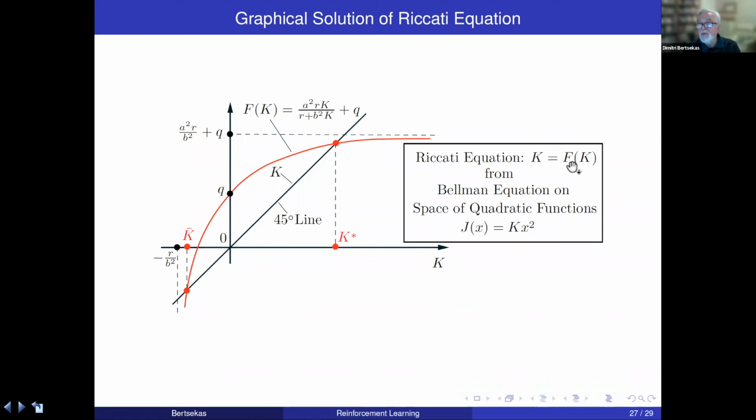Now we want to find a fixed point of this f, a K star that is equal to f of K star. So the right-hand side of this equation is this red graph. The left-hand side of the equation is just a straight line, the 45-degree line. And at the point where the right side graph and the left side graph intersect, you obtain a solution of the equation. Now, one of the intricacies here is that this is a quadratic equation that has two solutions.